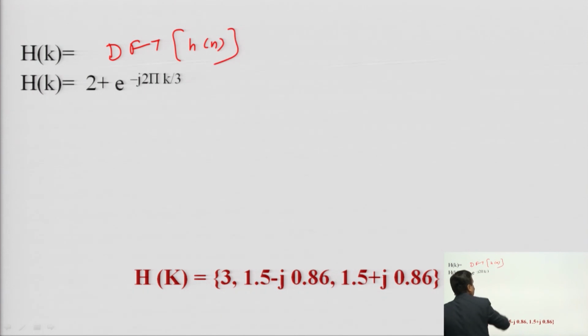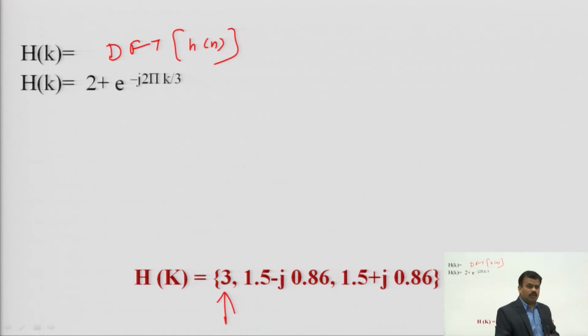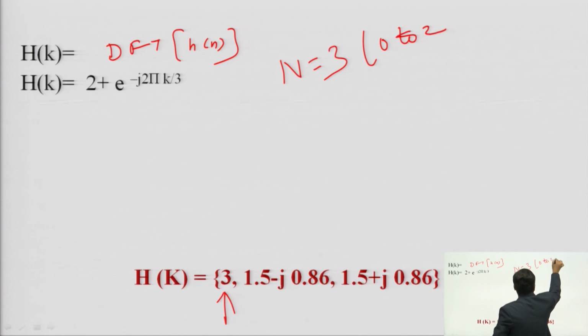that is also given to you, and at 0 it is 3, at 1 it is this one, at 2 it is this one. So, you can calculate H(k) also with the help of the formula of DFT. DFT formula is what? Summation from small n 0 to N minus 1 of small x(n) into e to the power minus j 2 pi n k by capital N. Here capital N is equal to 3. You are going from 0 to 2 here, and you can calculate your H(k) here.